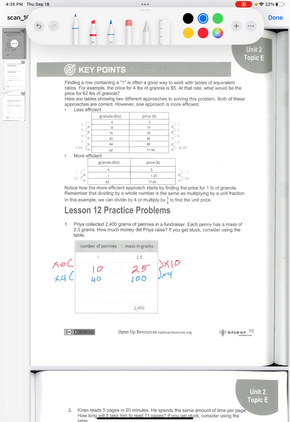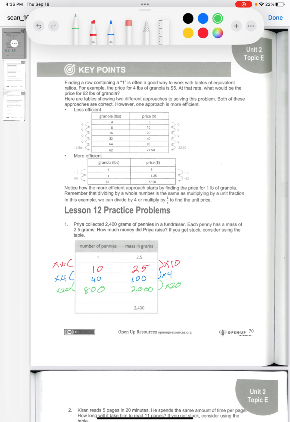Well, from here, I know that if I do this times 20, that's going to be 2,000. Because that's 3 zeros, and 2 times 1 is 2. So 2,000. So I multiply by 20. Well, that's 0, 0, and 2 times 4 is 800.